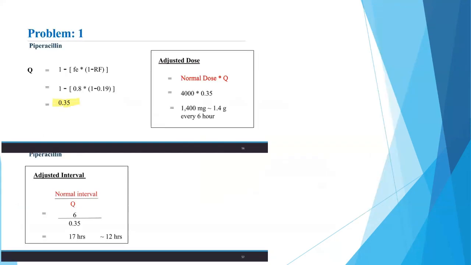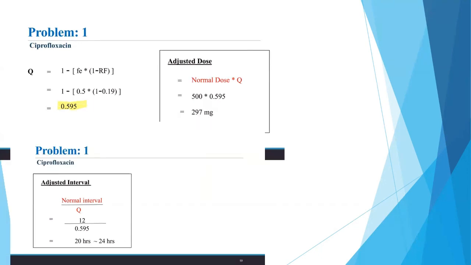Now, for the dose adjustment of piperacillin, you need to find out the Q, so normal dose times Q. So Q equals 1 minus FE, that was given in the question, times renal function, which comes to 0.35. So normal dose would be 4,000, converting gram into milligram, so 4,000 times 0.35. That will give you the adjusted dose. The adjusted interval will be the normal interval divided by Q, and that will give you the adjusted interval of the dose. Similarly, for ciprofloxacin, it is the same: 500 times 0.595, and the adjusted interval will be 20 hours.